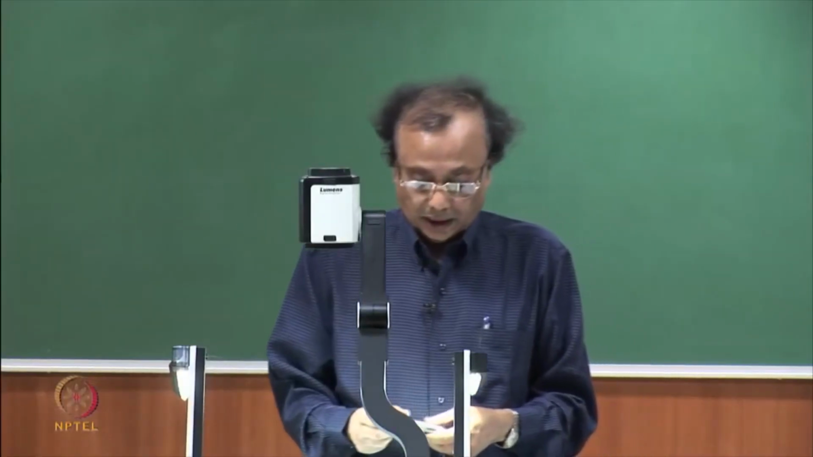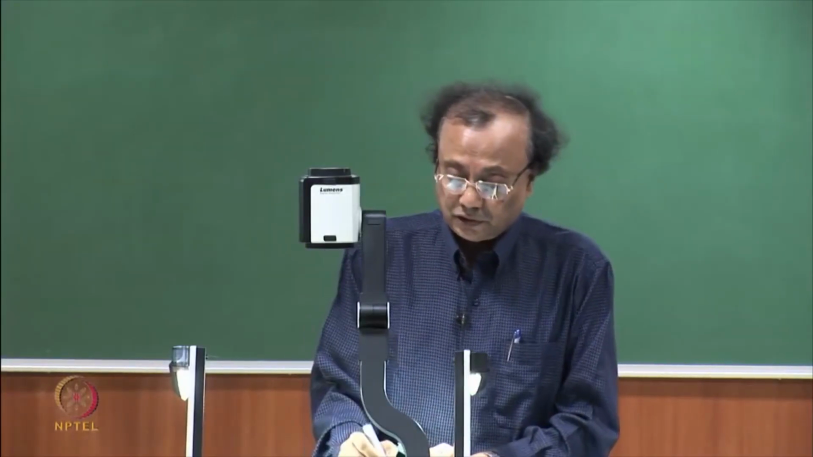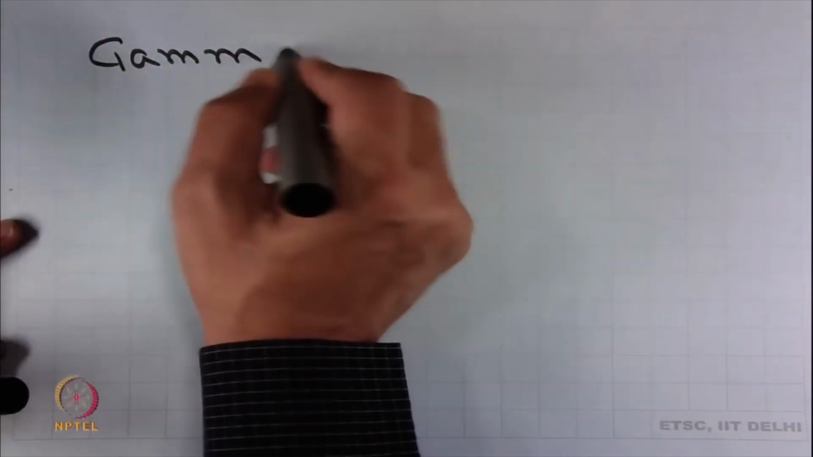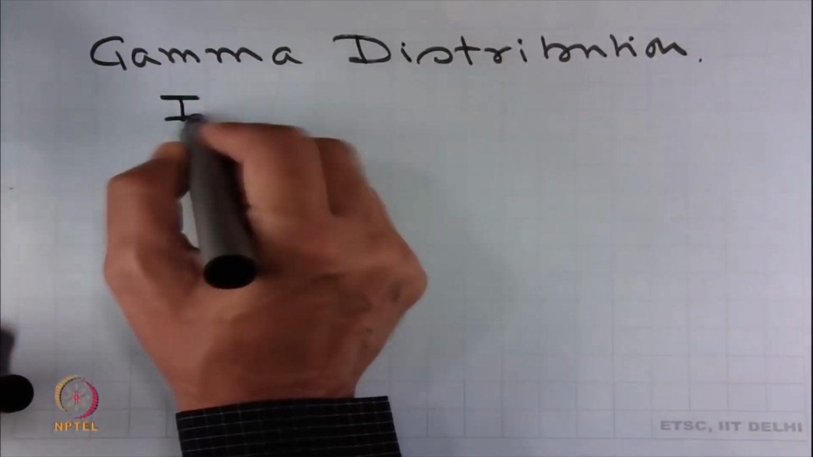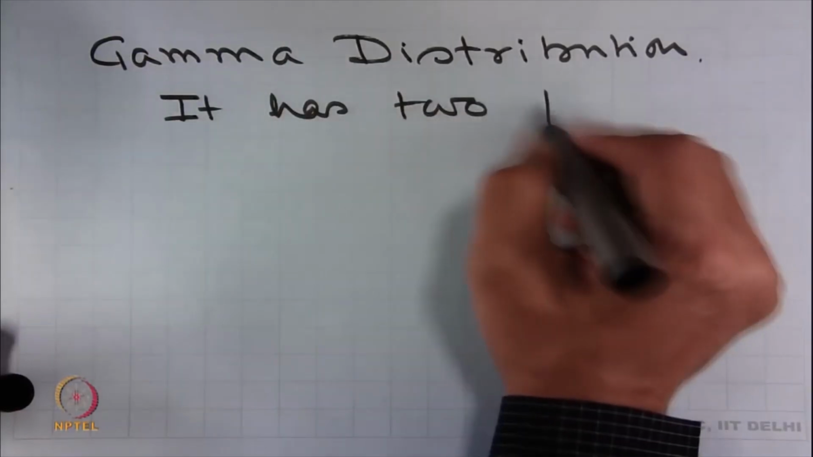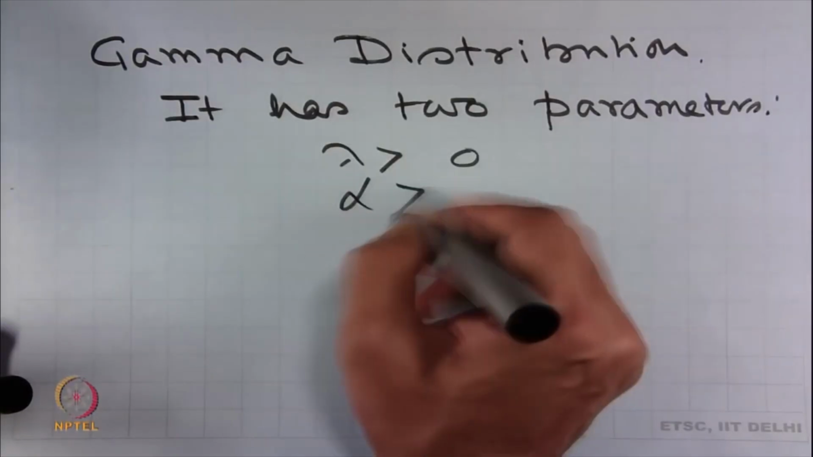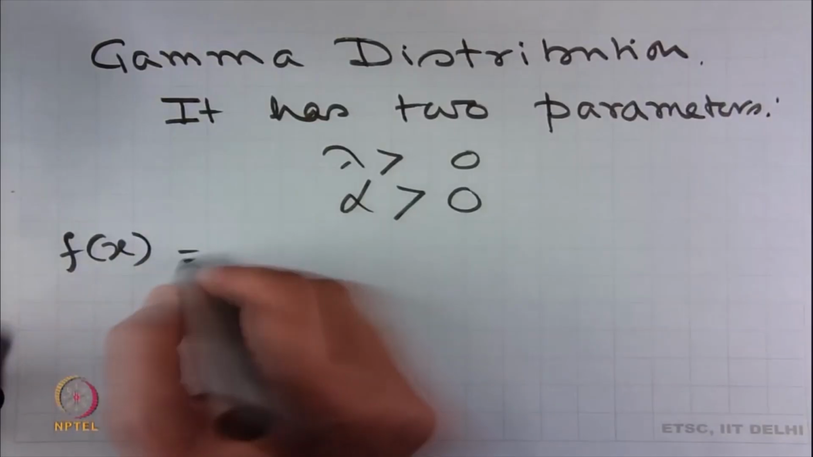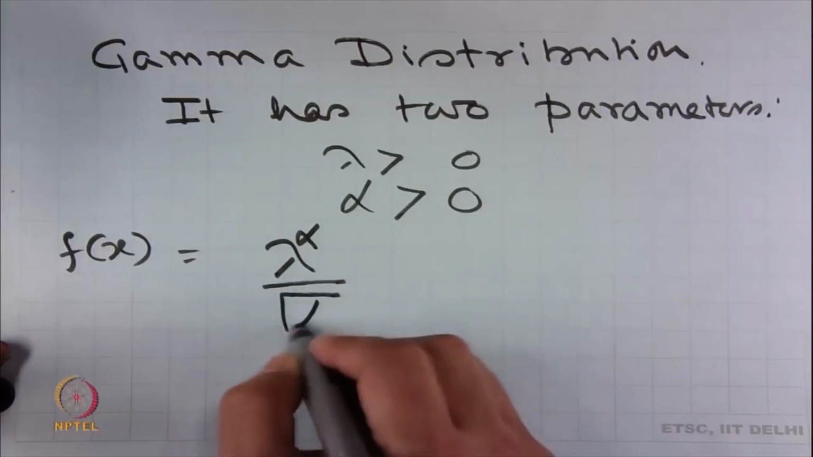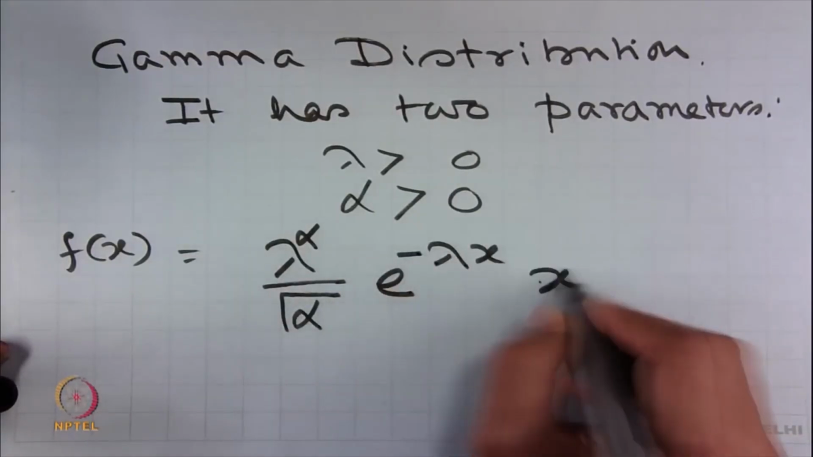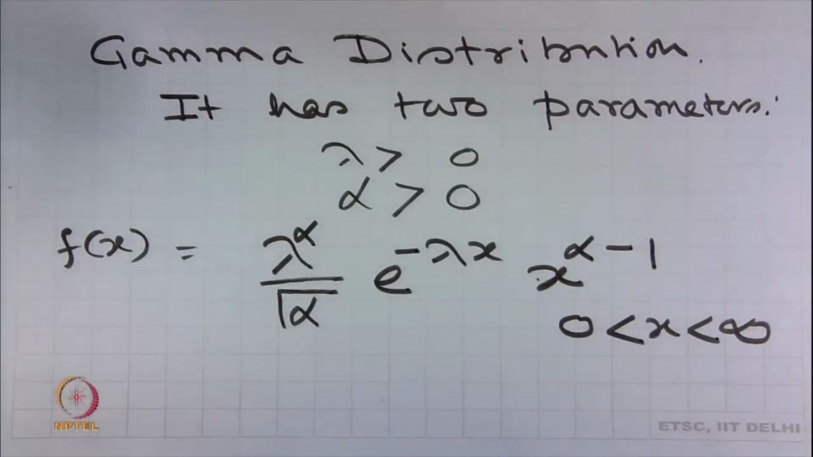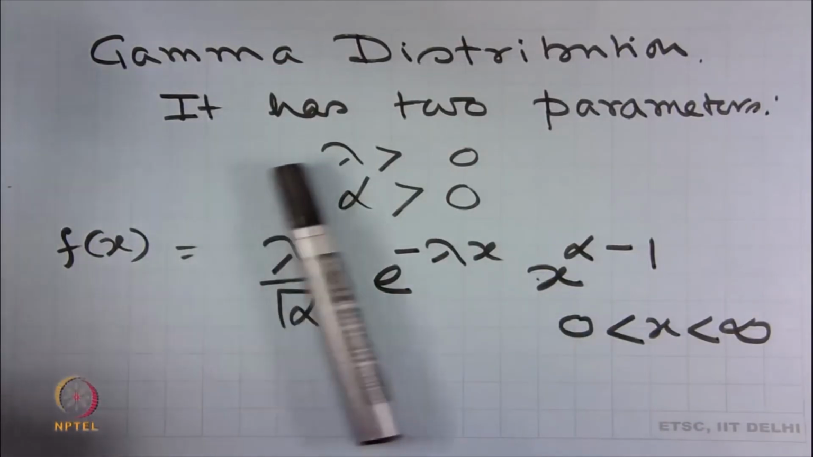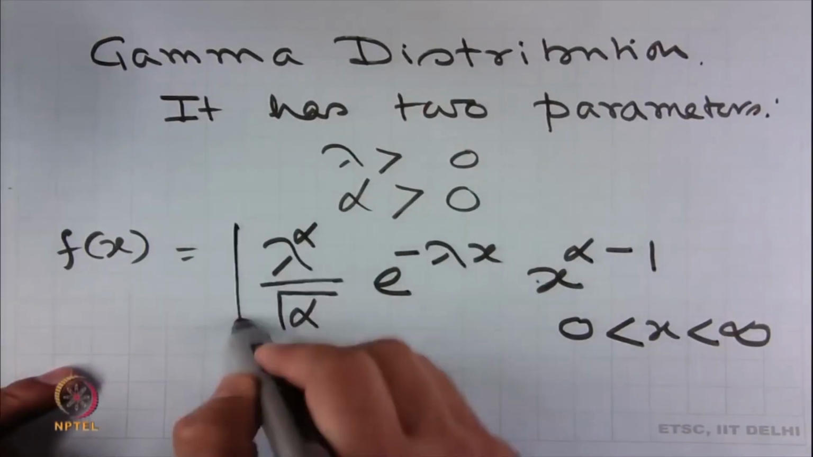Before I close, I will give you one more distribution that will be used often in this course, called the gamma distribution. It has two parameters, lambda greater than 0 and alpha greater than 0, and f of x is defined as lambda power alpha upon gamma alpha e to the power minus lambda x, x to the power alpha minus 1, for x non-negative, going from 0 to infinity, and this is going to be the corresponding PDF.